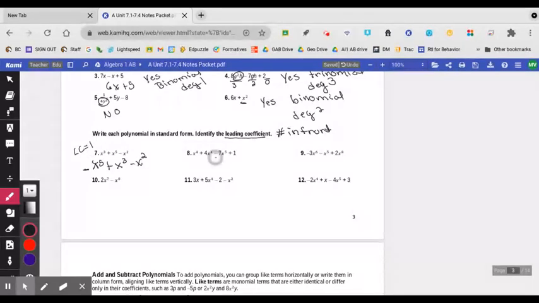Number 8, so x to the 5th comes first, so it's negative 7x to the 5th plus x to the 4th plus 4x cubed plus 1, and the leading coefficient is negative 7, because that's the number in front of the largest degree. Number 9, 2x to the 8th minus 3x to the 6th minus x to the 5th, because we're going from highest degree to lowest degree, and our leading coefficient is 2. So I want you to pause and try 10, 11, and 12.